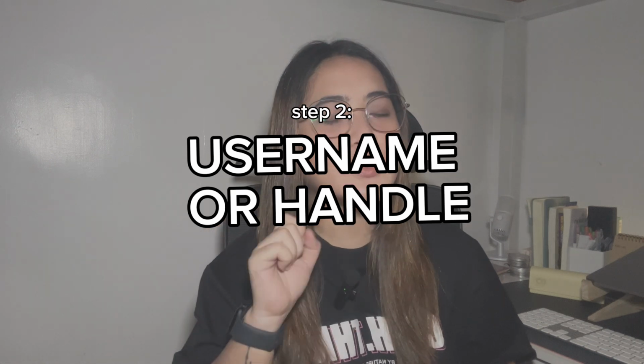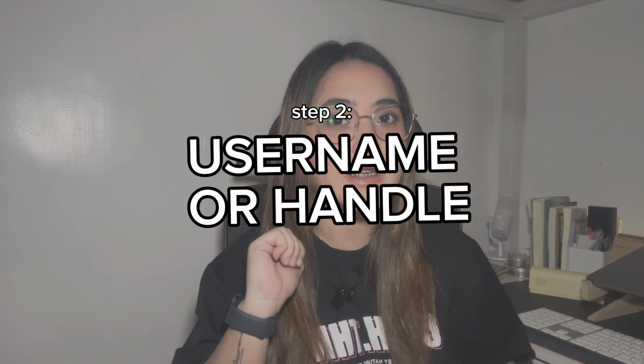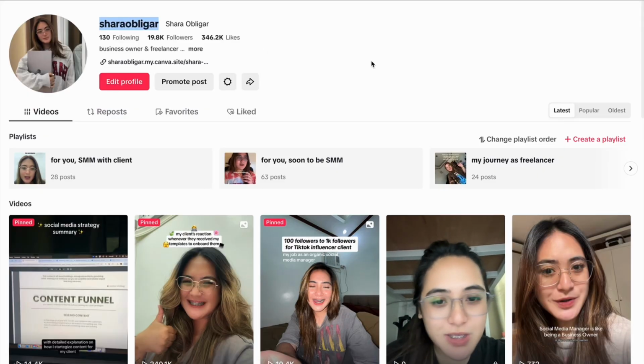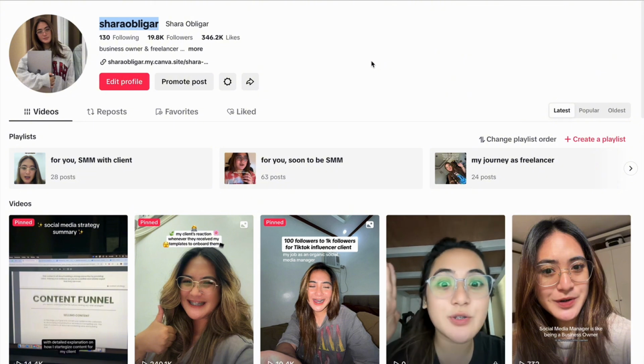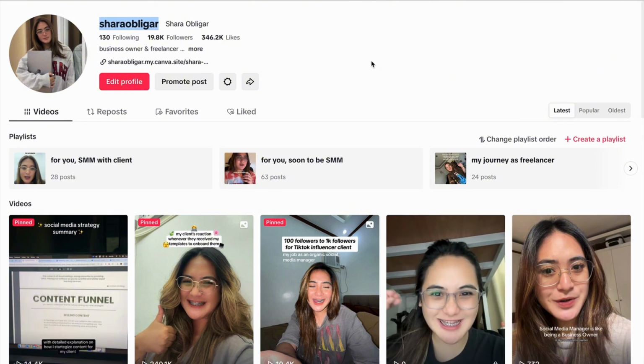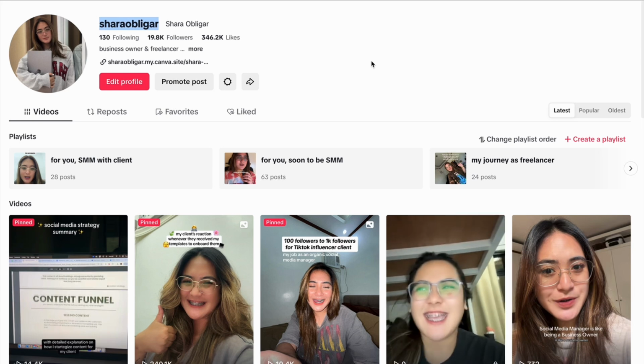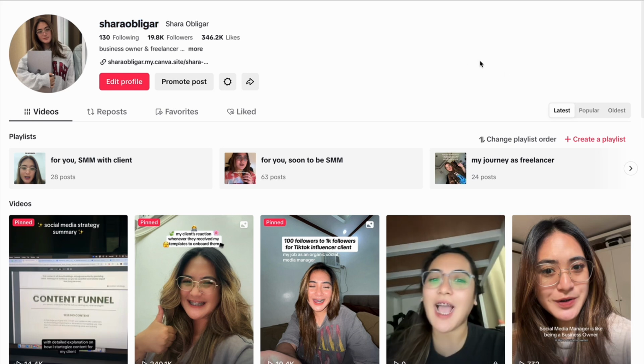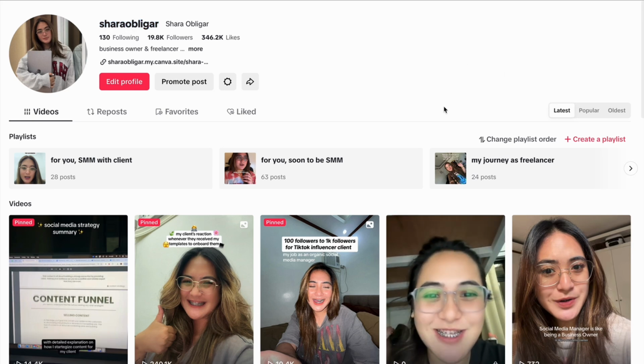Second step is the username or the handle. It is very important that your username should be easy to remember and searchable. Use keywords related to the niche or industry if you want. Avoid numbers or special characters unless necessary. Make it simple, very clear.